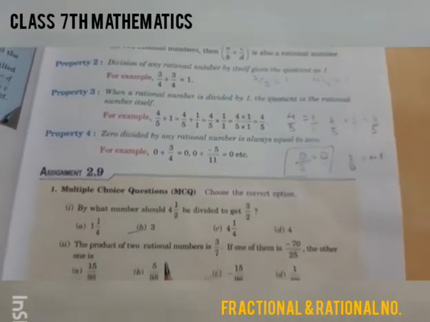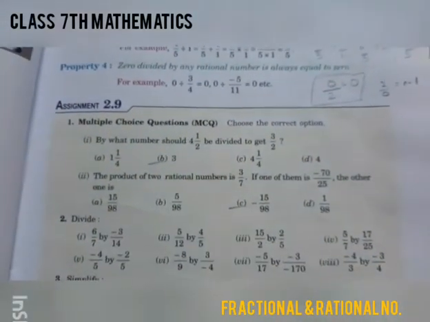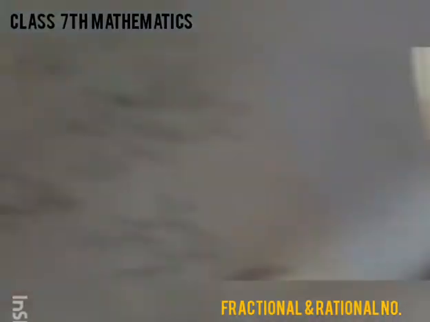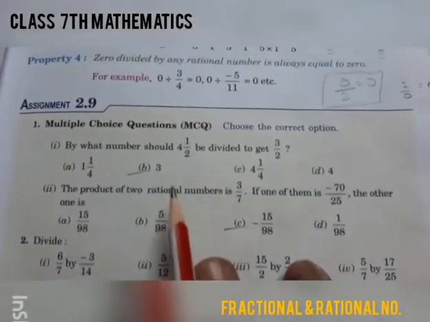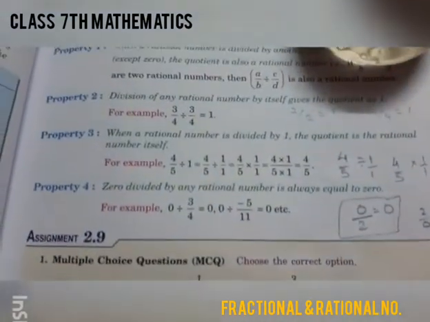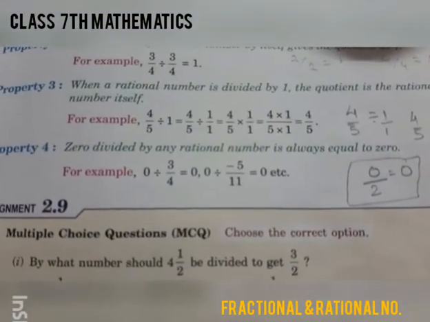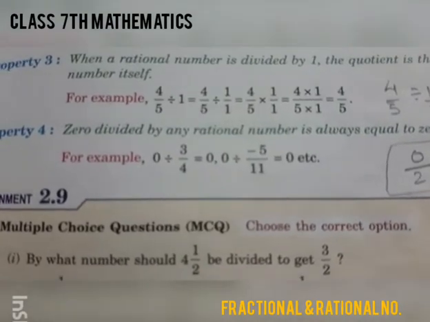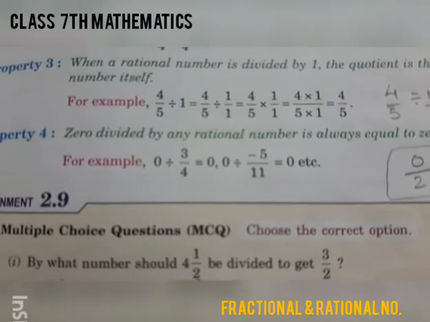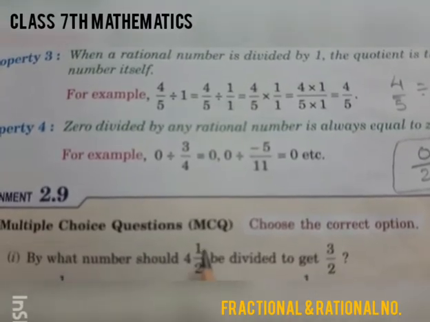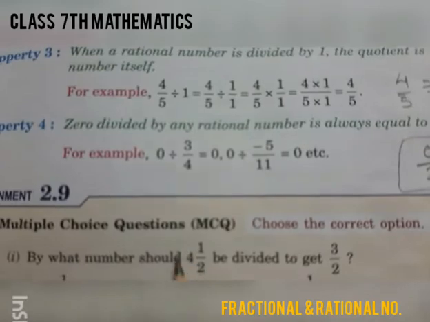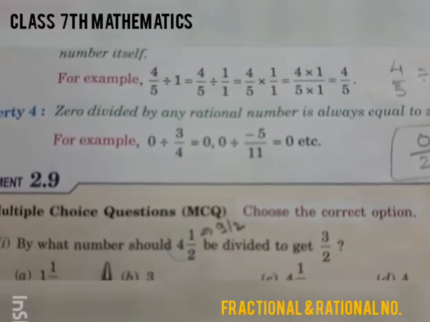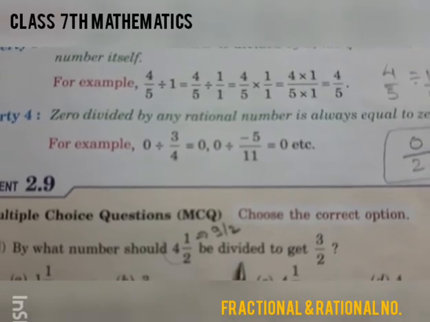Now let's straight away come to exercise 2.9. See the first question. It is saying, by what number should 4 into 1 by 2 be divided to get 3 by 2? Now see, this is a mixed fraction. First convert it into a normal fraction. So how do we convert? 2 into 4 plus 1. 2 into 4 is 8, plus 1, 9 upon 2. So this will come 9 upon 2. By what number should 9 upon 2 be divided to get 3 by 2?